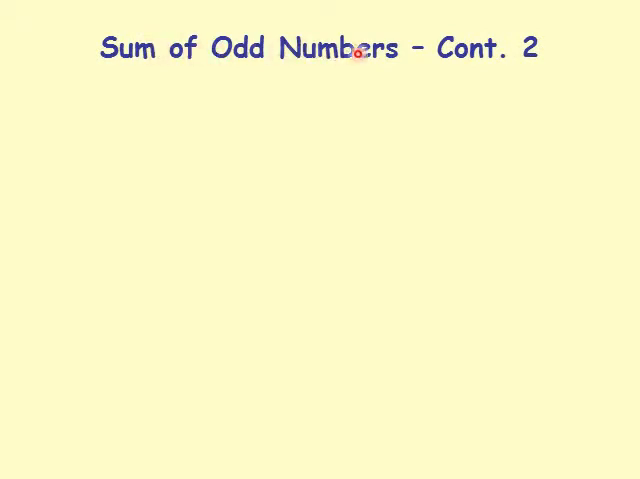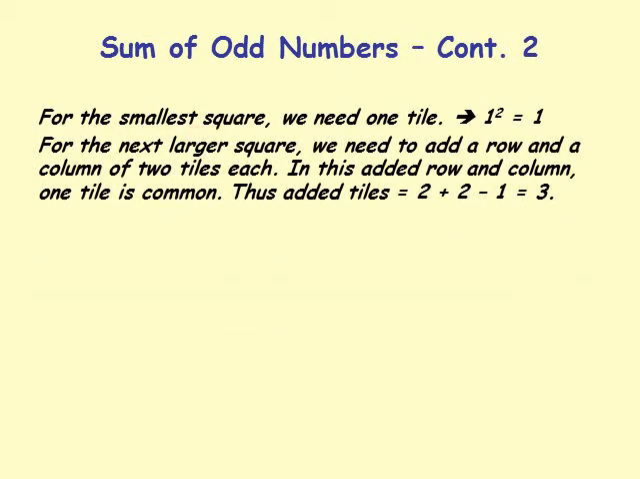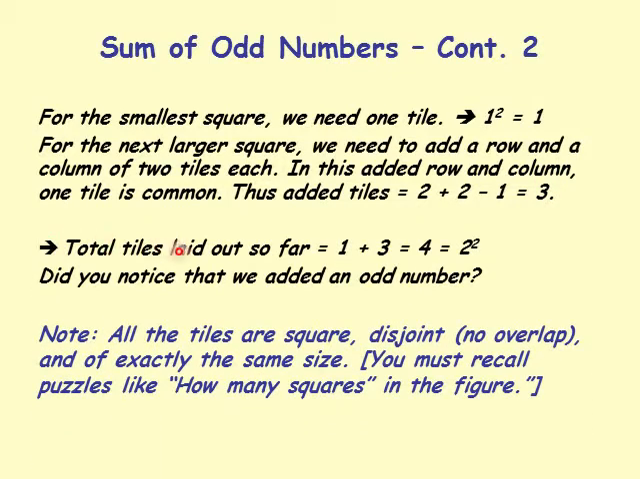So we'll continue with the sum of odd numbers. For the smallest square, we need one tile. If you're trying to fill up a square with tiles, the first square is 1. For the next largest square, we need to add a row and a column of 2 tiles each. In this added row and column, one tile is common, so the added tiles are 2 plus 2 minus 1, which is 3. That means for the next square, I need to add 3. The total tiles laid out so far are 1 plus 3 equals 4, which is 2 squared. Did you notice that we added an odd number here?